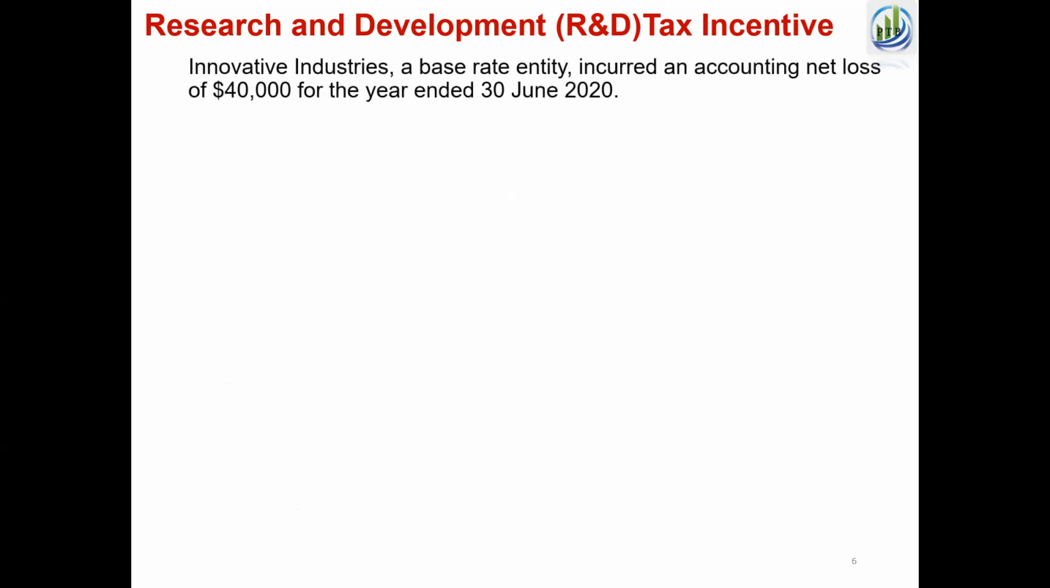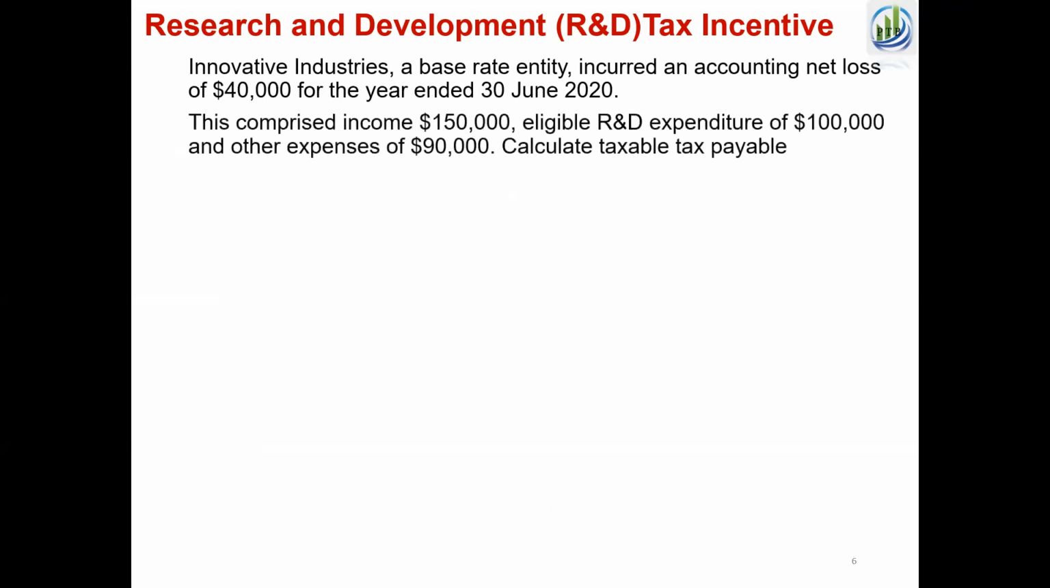I will give you an example of what is an innovative industry. Here is an example for R&D. Total income is $150,000, R&D expenses are $100,000, and other expenses for that business are $90,000. So calculate the tax payable. First you want to calculate your accounting profit or loss. So how much is the accounting profit or loss? 150 minus your expenses 100 plus 90K, so $40,000 is your accounting net loss.